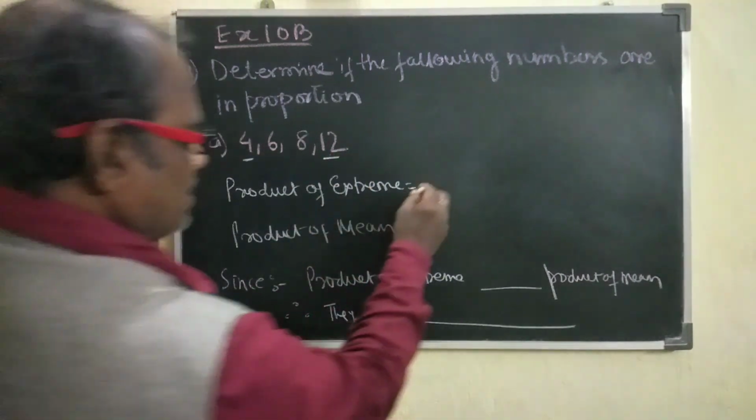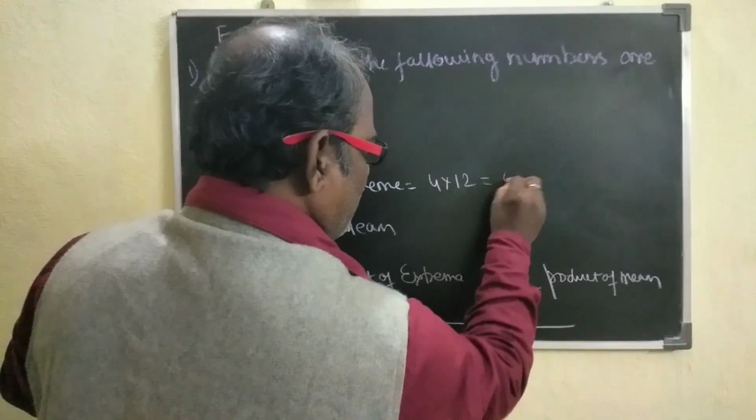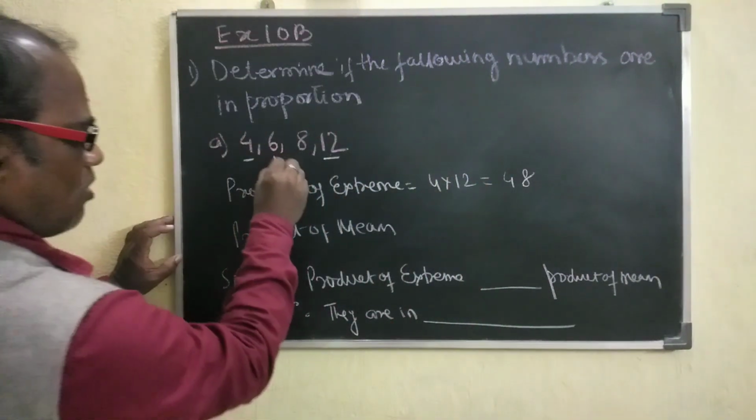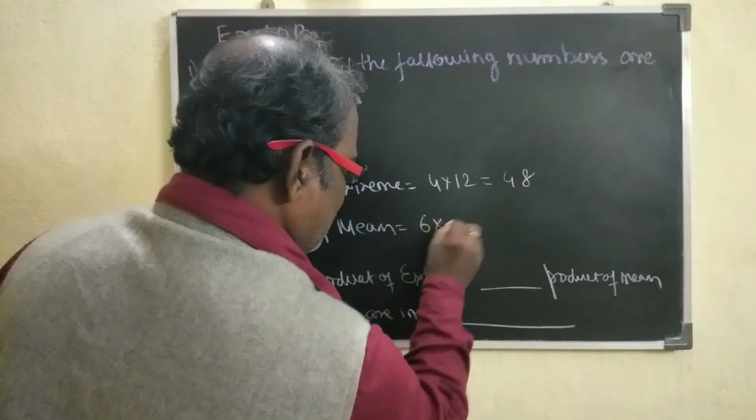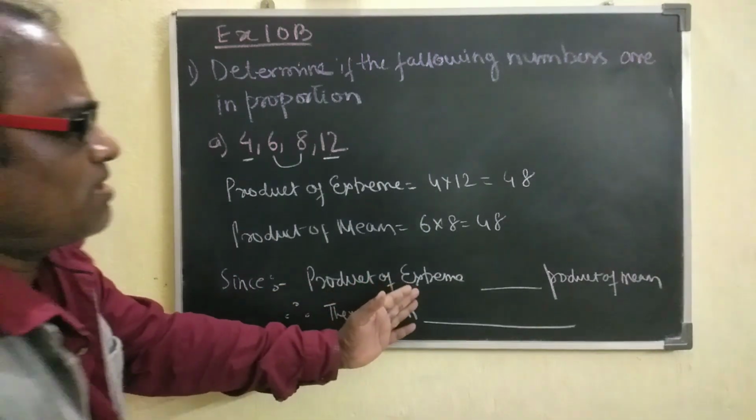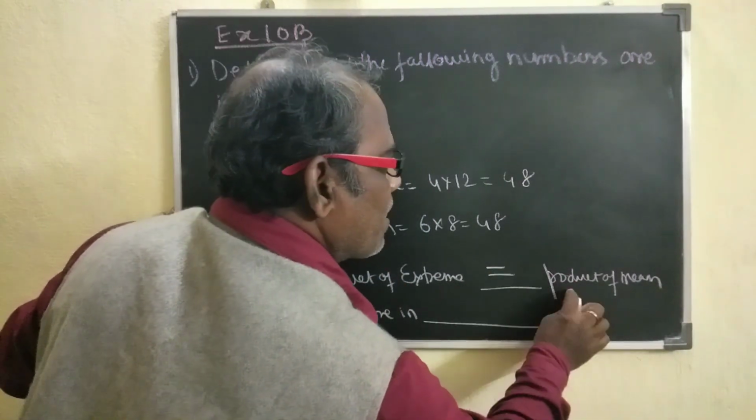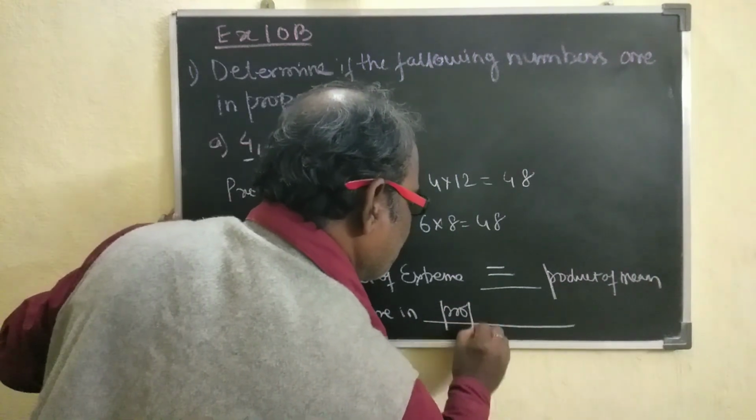So the product of extremes is 4 into 12, that is 48. And the product of the middle terms, said to be the mean terms, is 6 into 8, equals 48. Since the product of extremes is equal to the product of means, therefore they are in proportion.